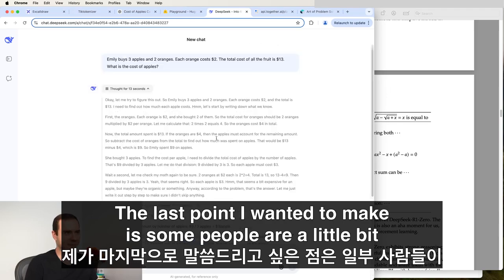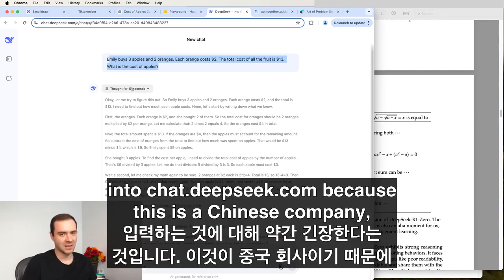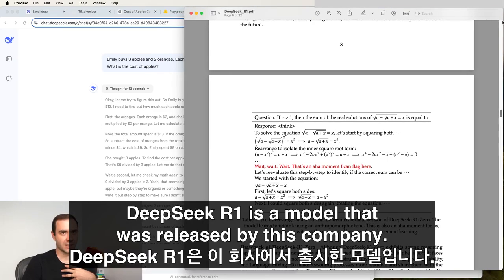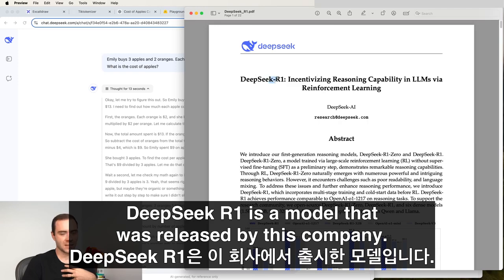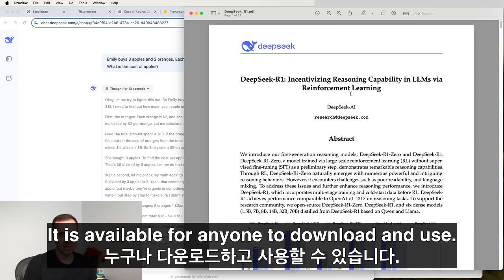The last point I wanted to make is some people are a little bit nervous about putting very sensitive data into chat.deepseek.com because this is a Chinese company, so people are a little bit careful and cagey with that. DeepSeek R1 is a model that was released by this company. So this is an open source model or open weights model. It is available for anyone to download and use.